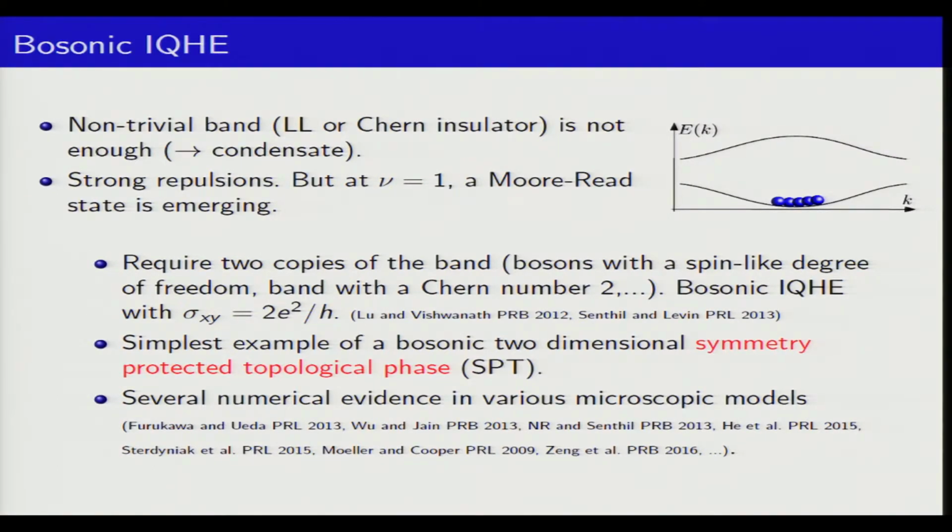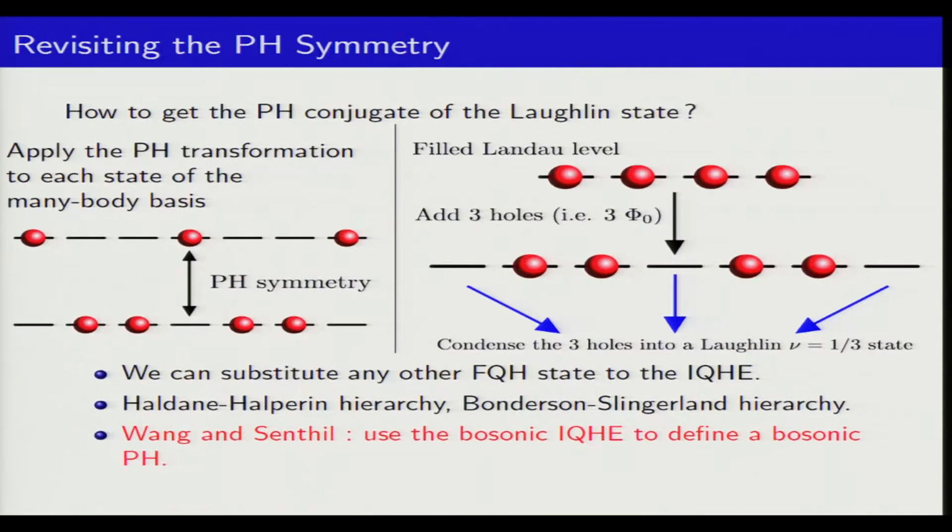And we have, since a couple of years, several numerical evidence that if you take such a setup here, you will have a bosonic integer quantum Hall effect. So yes, we have also the integer quantum Hall effect for bosons, like with fermions, but we need some additional ingredient. So what about the particle-hole symmetry?